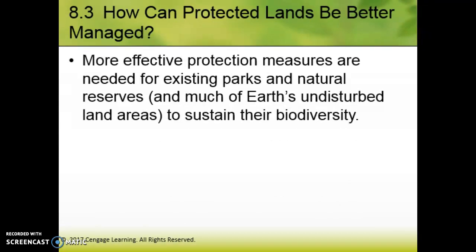Okay, moving on to 8.3, how can protected lands be better managed? This is really where Clive Bundy comes in. Basically, we get to what we talked about with Braving Iraq. It takes a government agency to step in and coordinate all this. It has to be a federal agency.